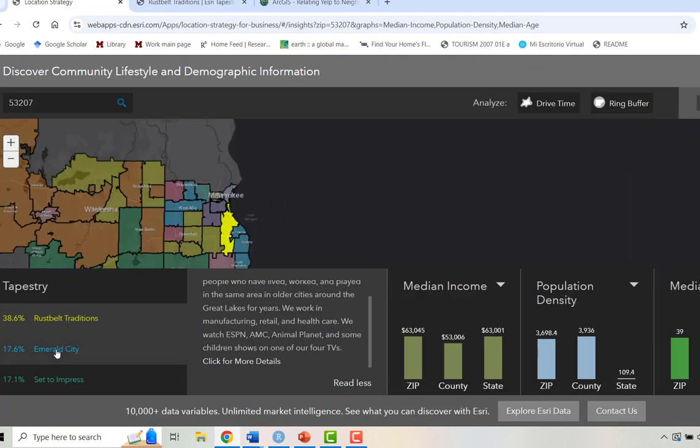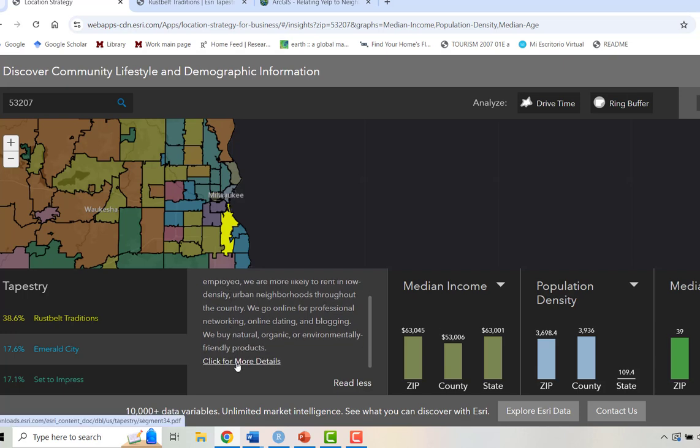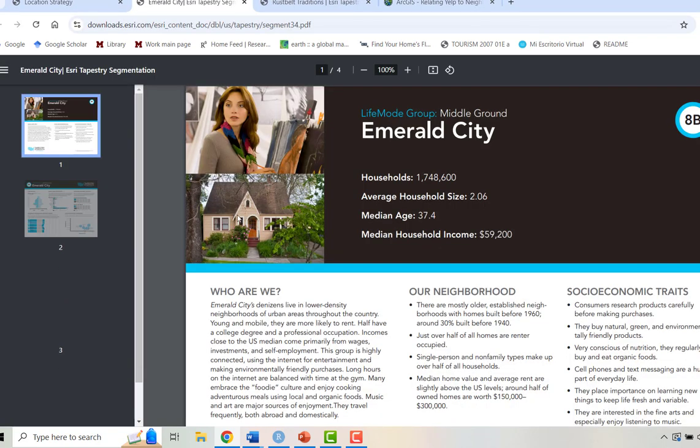But we also have Emerald City, young mobile. These are the people who are actually moving into the neighborhoods, almost like the gentrifiers. They go for professional networking, online dating, and blogging. They buy natural, organic, and environmentally friendly products. Let's just look at this segment.